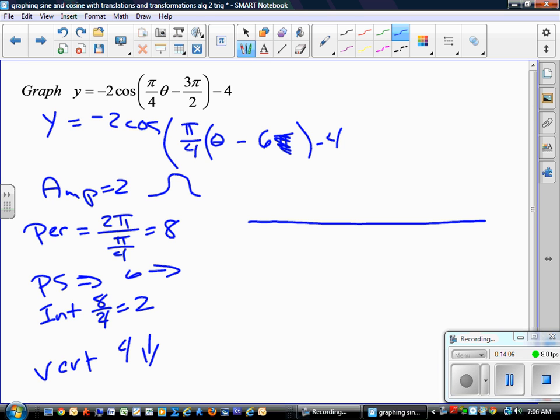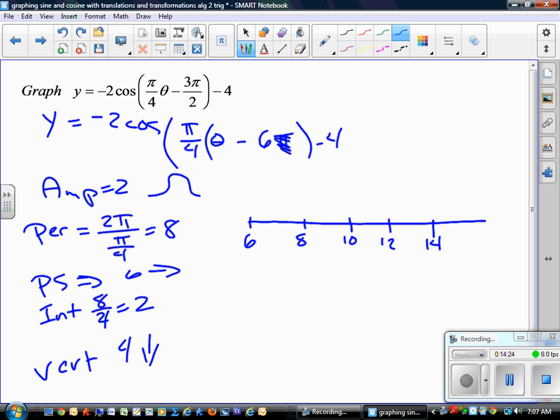And we start at a 6 and moving in intervals of 2 going up. 8, 10, 12, 14. There's my period.